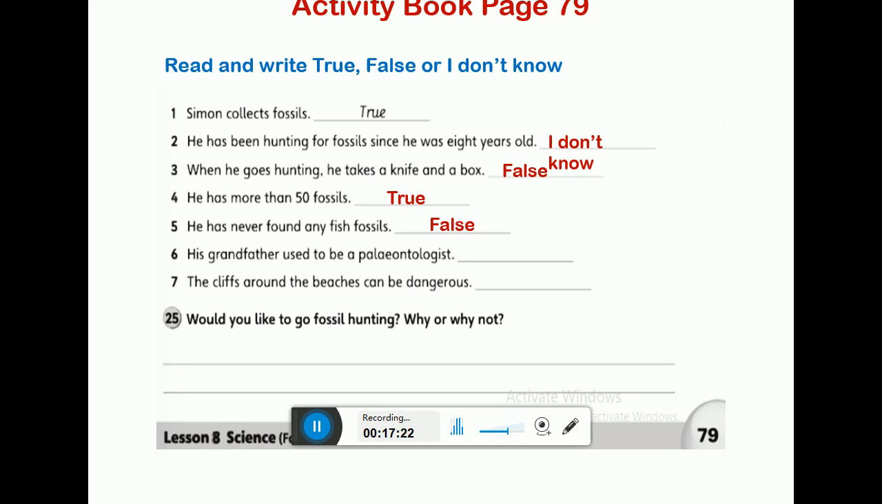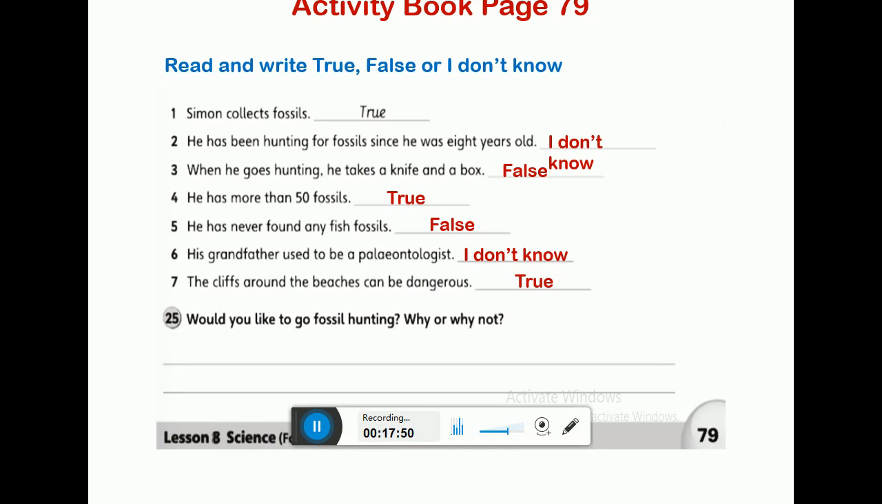Number six, his grandfather used to be a paleontologist. Was that mentioned in the reading text? I guess no. He just said I go fossil hunting with my family, but he didn't mention anything about his grandfather. So that's I don't know because that wasn't mentioned. The last one, the cliffs around the beaches can be dangerous. Yes, he said that. Yes, because maybe some rocks fall on you, so you have to be careful.